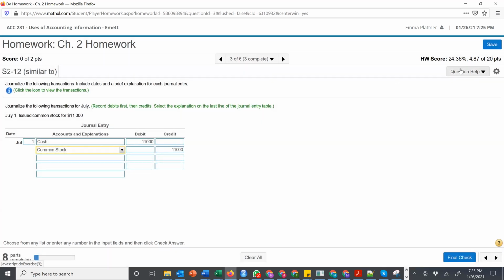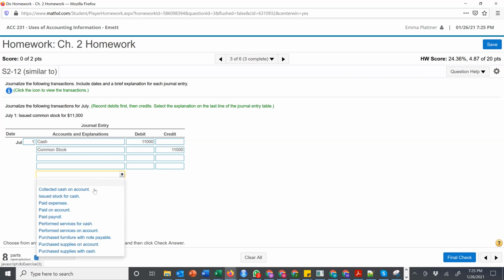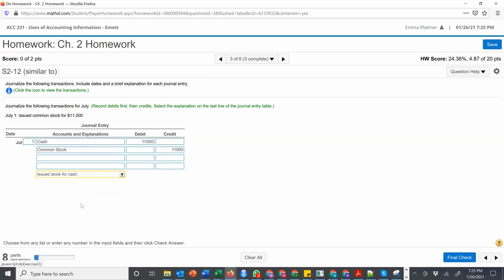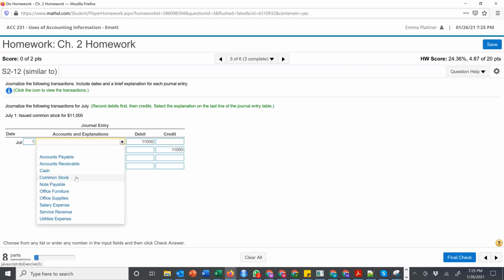Oh boy, this one doesn't even give you help. Debits first, then credits, and then yeah, that's why. So you have to explain this. Issued stock for cash. So I want to say it's that, but I don't know the order here. It seems like common stock should be first and cash should be second.